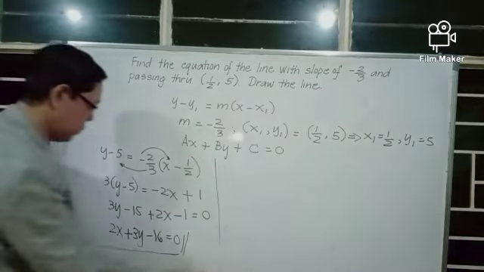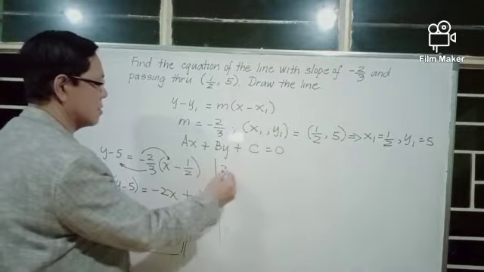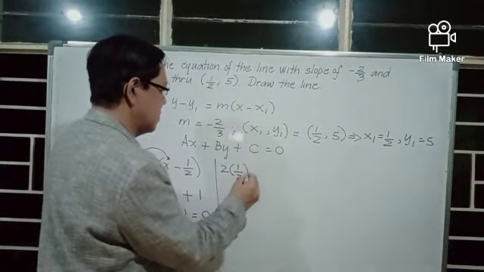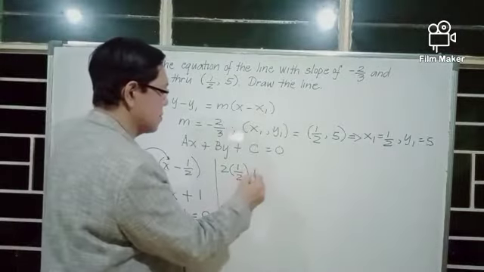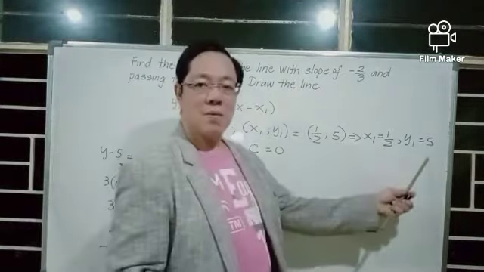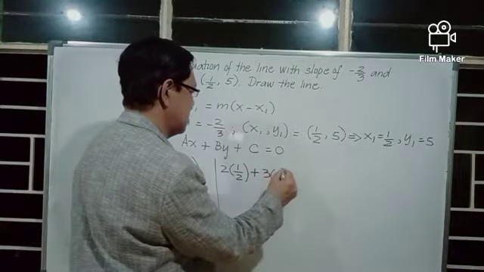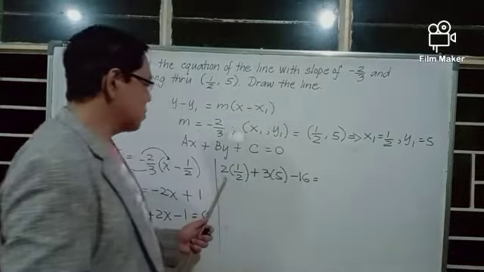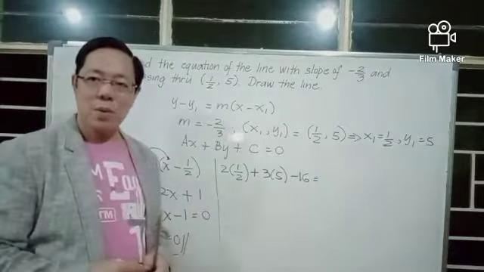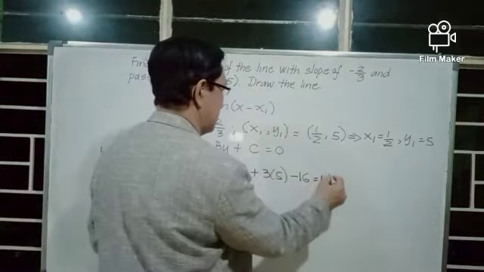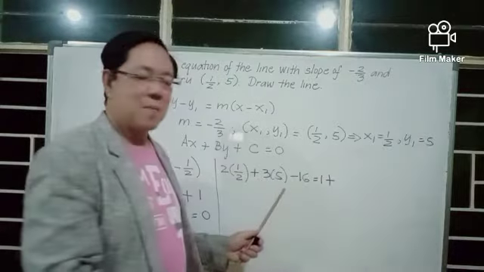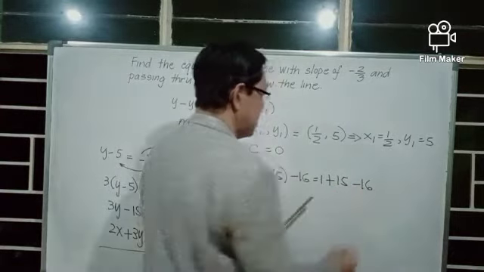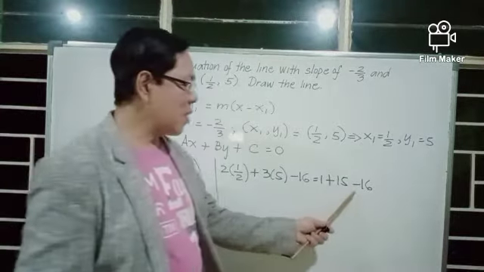We have 2 multiplied by x. Our x is 1/2, plus 3 multiplied by y, which is 5, minus 16, equals 2 multiplied by 1/2, which is 2 over 2 or 1, plus 3 multiplied by 5, which is 15, minus 16. We have 1 plus 15 is 16, minus 16 equals 0.